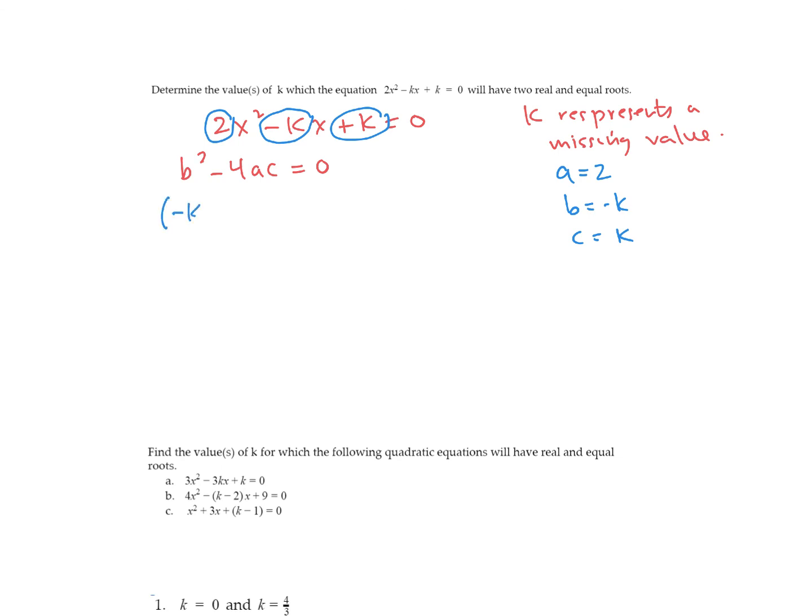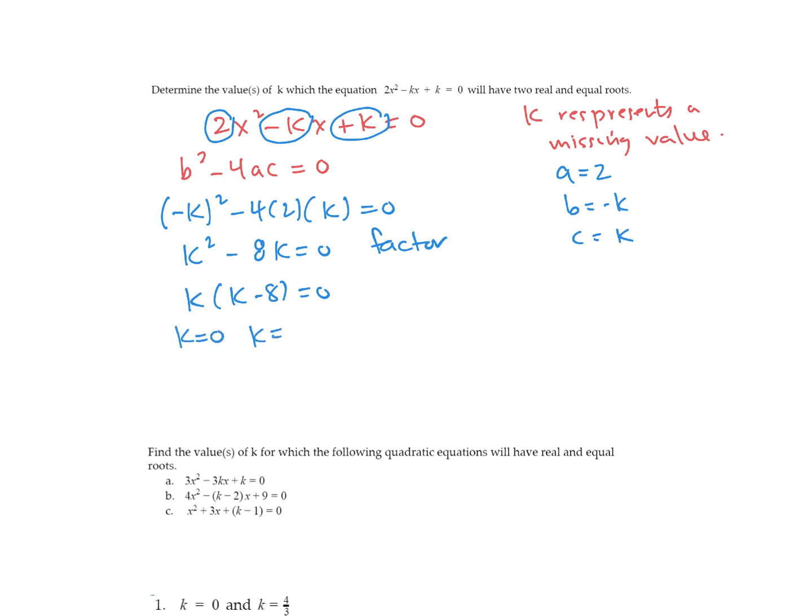B is negative k, a is 2, and c is k. So negative k squared is k squared. 4 times 2 is 8, 8k. I'm going to factor to solve for k. So k equals 0 or k equals 8. So what does that mean? Well, if k equals 0, so let's go back to the original question.